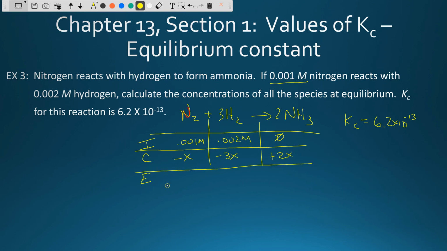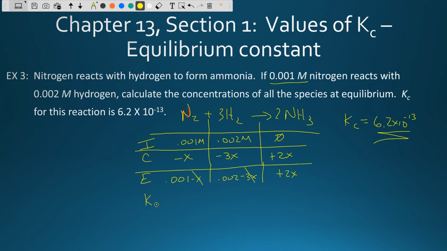And so my equilibrium value is 0.001 minus x. My hydrogen value is going to be 0.002 minus 3x, and this one is going to be gaining by 2x. Okay? Now notice, again, this is very, very small. So however much it's going to be losing, I should say, is going to be pretty much negligible. Even if it's tiny and it's 3 times, it's going to be pretty much this.